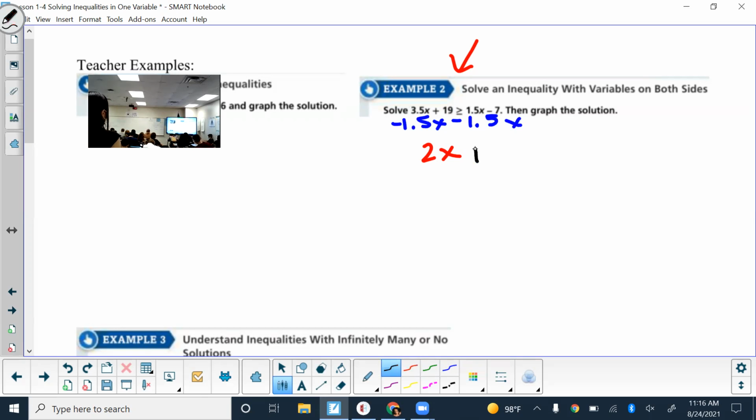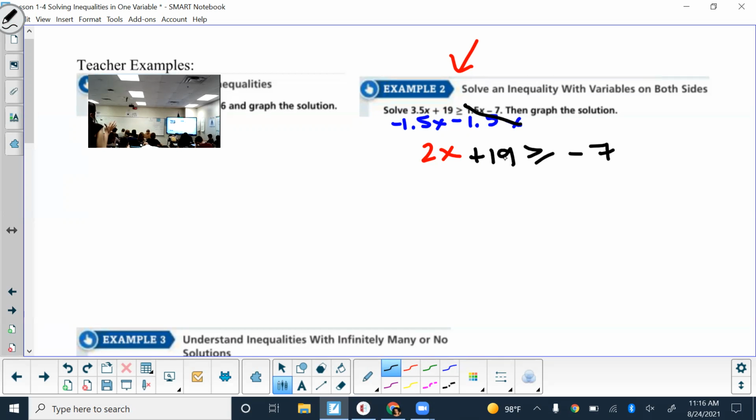So we have plus 19 greater than or equal to, because we have not done anything to cause the sign to flip yet. And then what happens on the right side to the x terms? Cancel out. So what do I have on the right side? Good, don't forget that negative part.